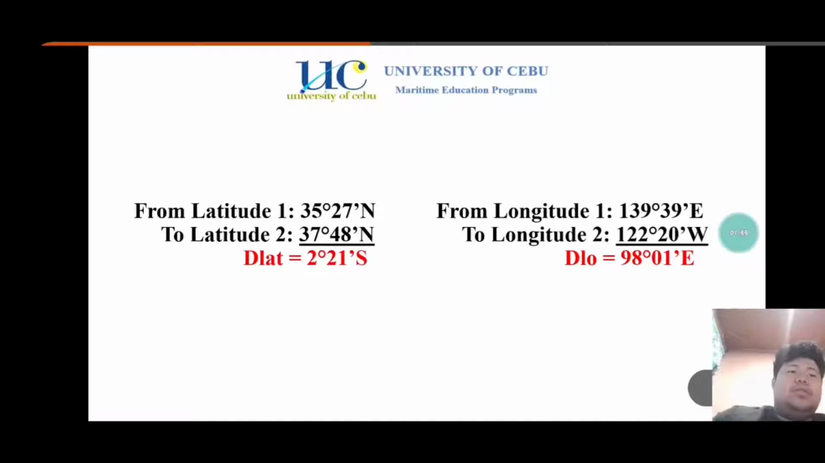So this is our calculator. We need a scientific calculator to compute. So 35 degrees 27 minutes minus 37 degrees 48 minutes, and the result is 2 degrees 21 minutes south.